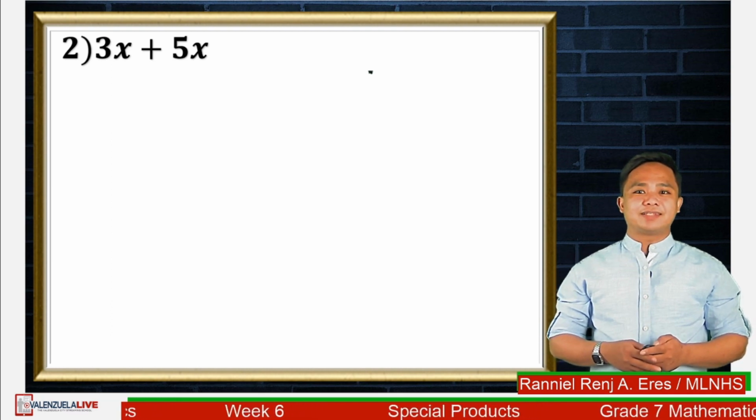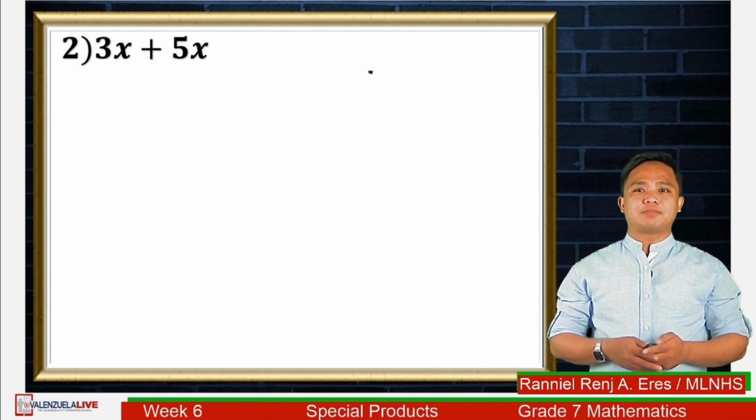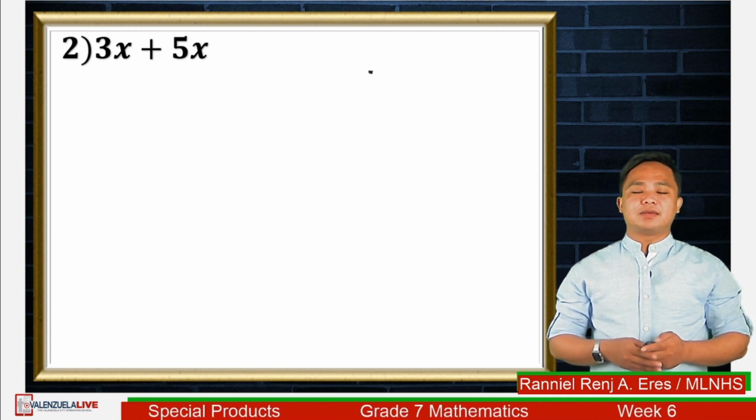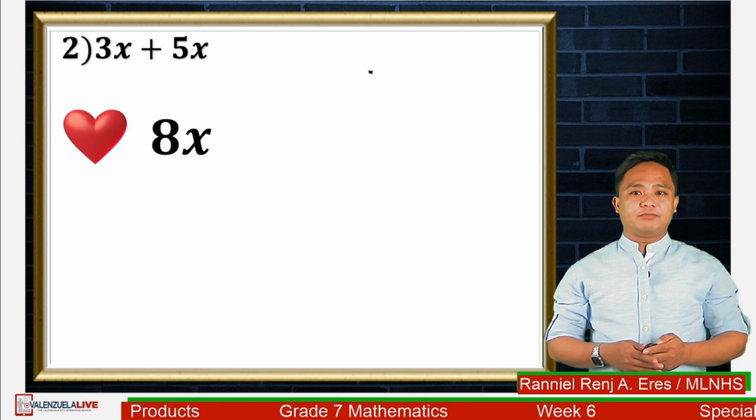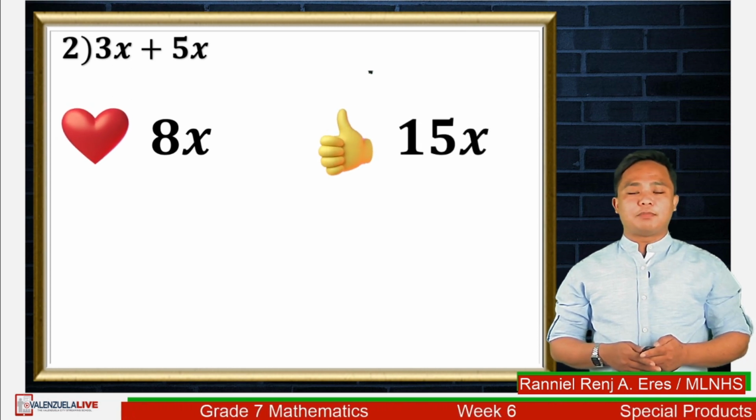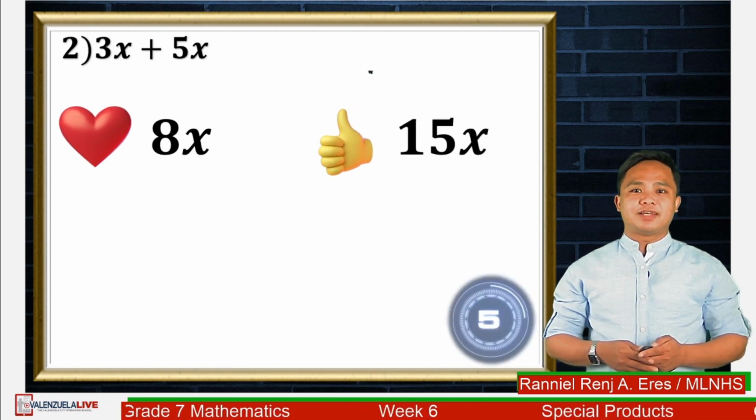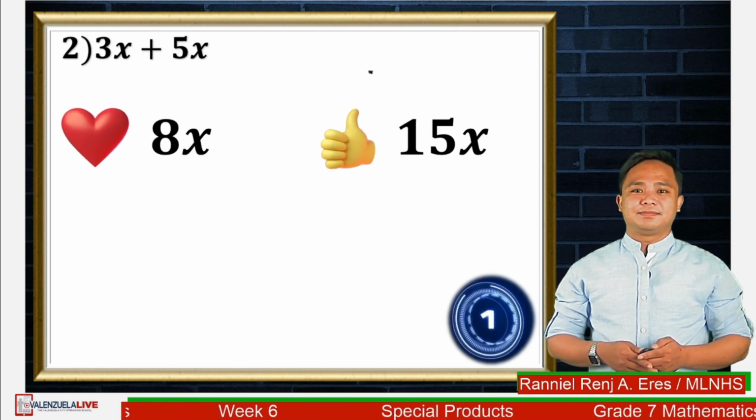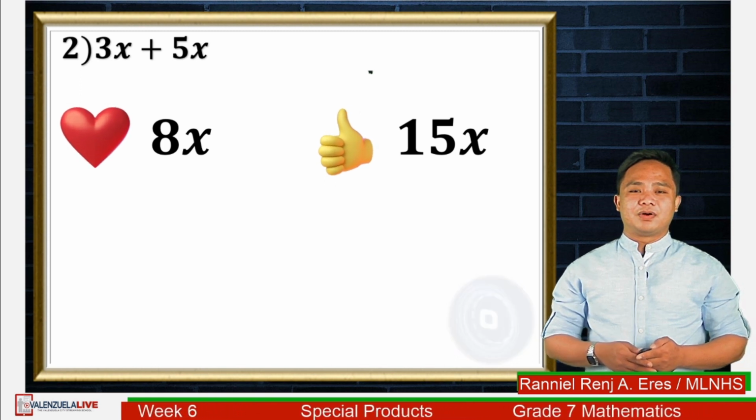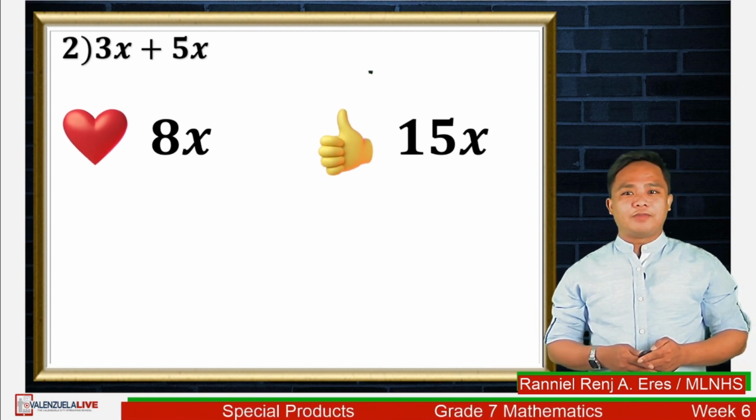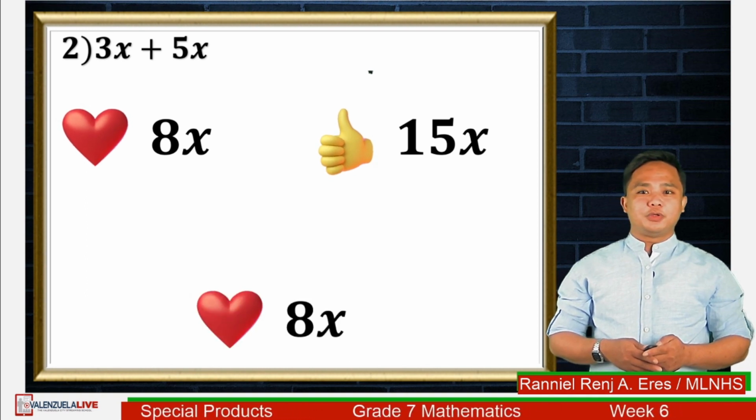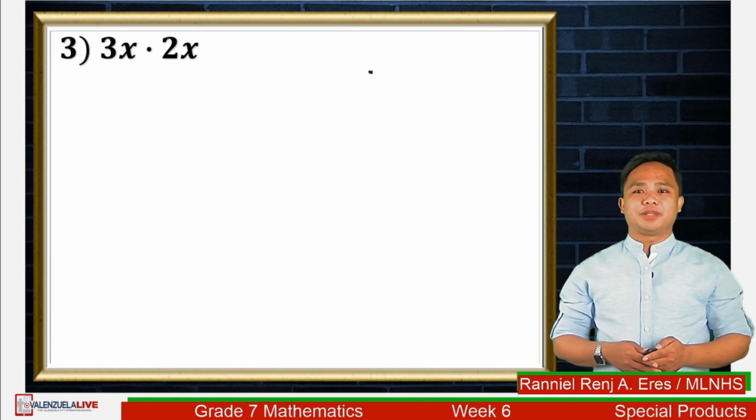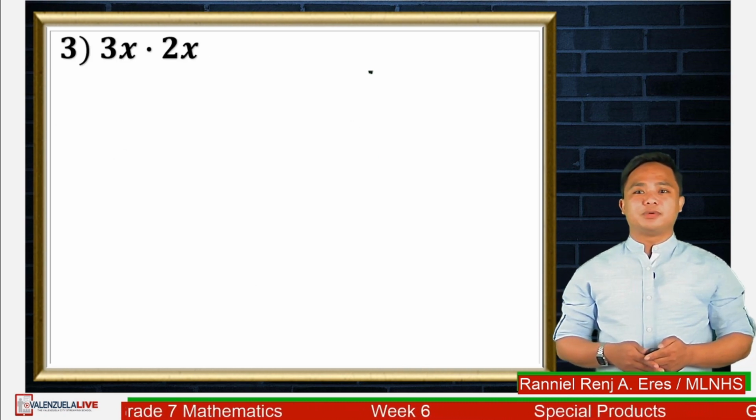Okay, number 2. Sorry, for number 2, we have 3x plus 5x. Is it heart for 8x or thumbs up for 15x? 5 seconds starts now. Okay, time's up. So, if you choose heart, you are correct. It is 8x.